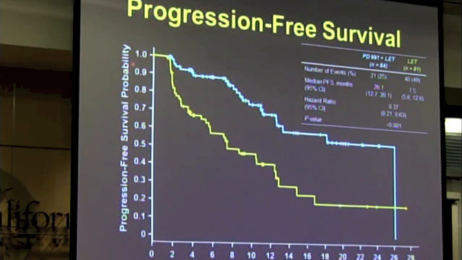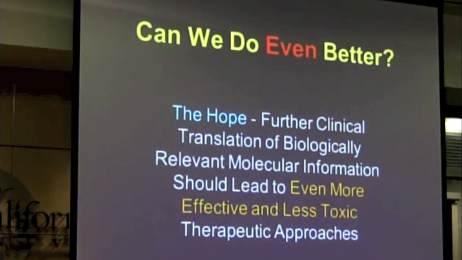And for those of you now, you're all experts at reading these curves. The median, the midpoint, has been hit for the best available standard therapy. The midpoint has not yet been hit for the experimental therapy at 2 years plus. So this is now in phase 3 testing at the centers that we've set up in the community, and that's where we're at. So the hope is that the further translation of this biologically relevant molecular information will lead to even more effective and less toxic therapeutic approaches.